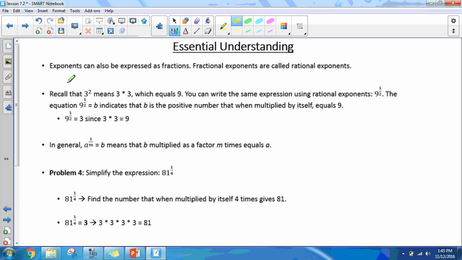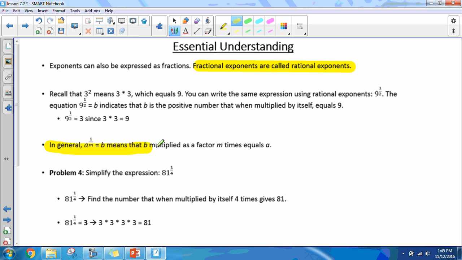Exponents can also be expressed as fractions. Fractional exponents are called rational exponents. Recall that 3 to the second power means 3 times 3, which equals 9. You can write the same expression using rational exponents. For example, 9 to the 1/2 power. This is a fraction as an exponent. The equation 9 to the 1/2 power equals b indicates that b is the positive number that when multiplied by itself equals 9. Well, we know that 3 times 3 equals 9, so 9 to the 1/2 power equals 3.